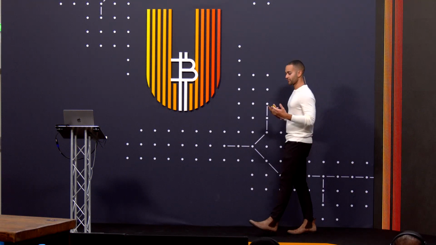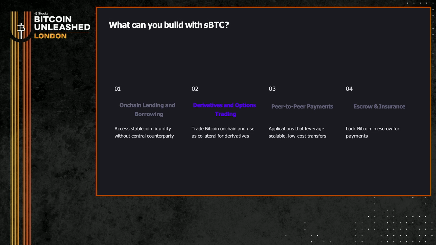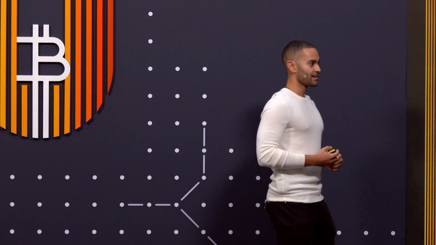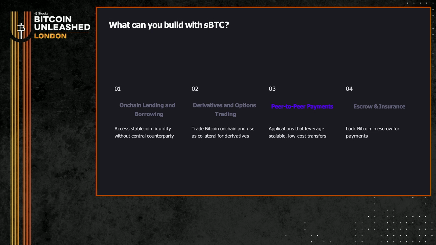Second is derivative and options trading, really unlocking Bitcoin's value as a pristine collateral asset, the ability to trade Bitcoin on-chain to access stablecoins, and also to use it as collateral to go long-short. Next is peer-to-peer payments, so applications that can leverage the scalable and low-cost transfers on the Stacks network. I think this could be a significant improvement in payment user experience.